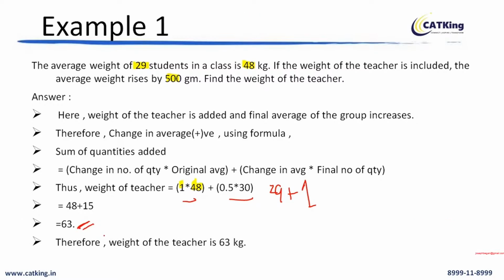I hope it is clear. Let's look at this question again. The average weight of 29 students is given, which is 48. If the weight of the teacher is included, the average weight rises by 500 grams. You have to find out the weight of the teacher. So you'll use the change in average formula. We'll use the positive formula, because quantities are being added. So the formula is change in number of quantity into original average plus change in average into final number of quantity. Thus the weight of the teacher is 63.